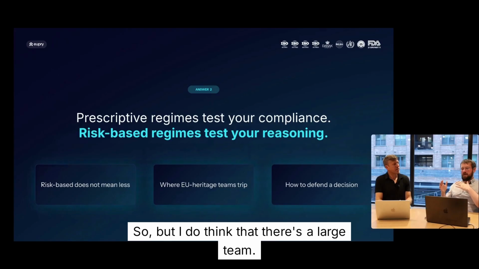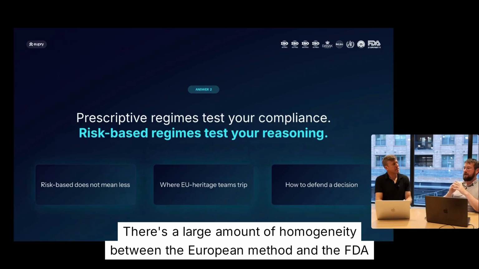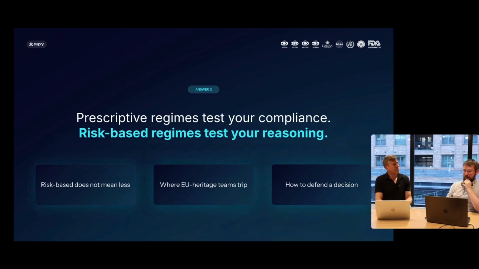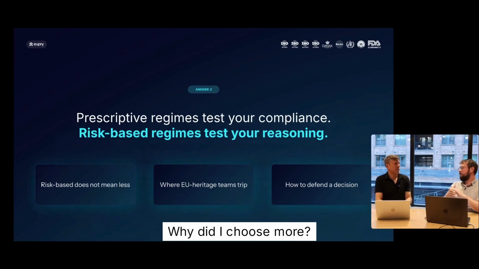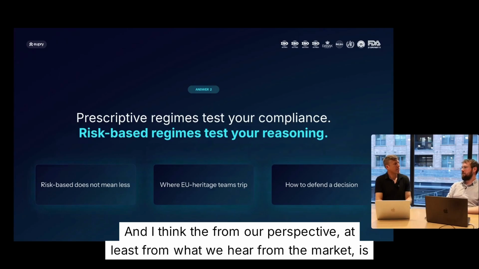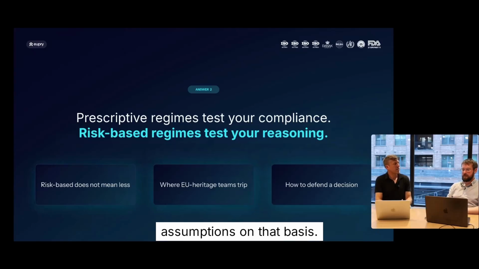But I do think there's a large amount of homogeneity between the European method and the FDA method, but you still need to be able to justify, why did I choose fewer loggers? Why did I choose more? And from what we hear from the market, the FDA inspectors are much more willing to discuss your risk assumptions on that basis.